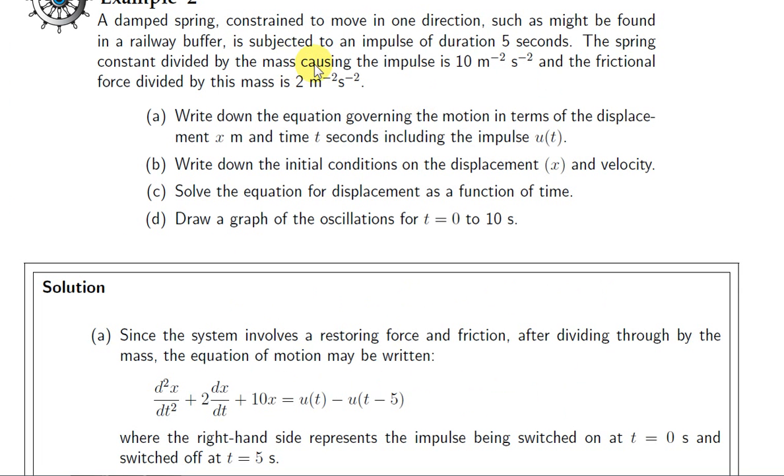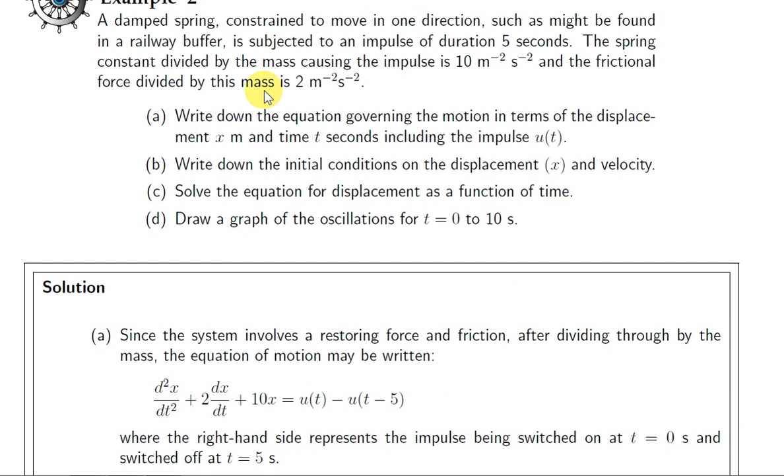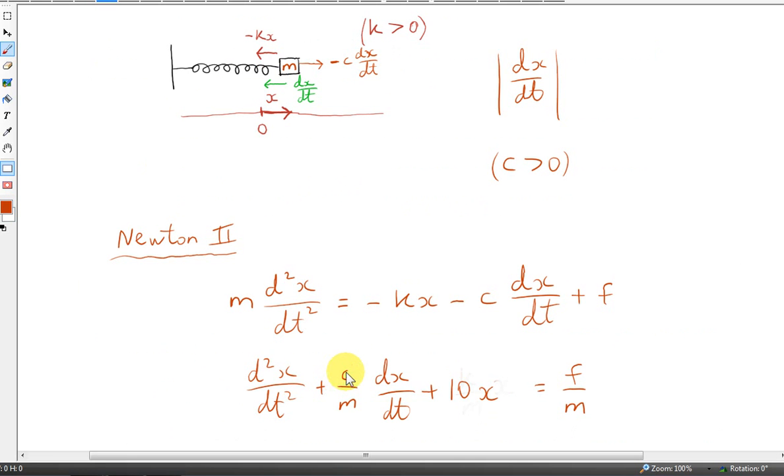Now we're given that the spring constant divided by the mass causing the impulse is 10. k is the spring constant, so k divided by m is 10. The frictional force divided by the mass is 2. By the frictional force we mean the constant in this expression here for the frictional force. The constant is c. So c divided by m is 2. Now we are dealing with an impulse in this example. So let's see what an impulse is.